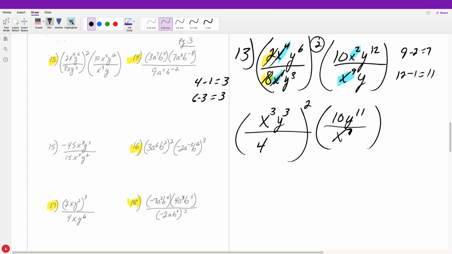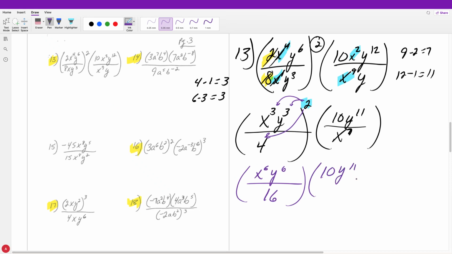Now, before I can do anything else, I need to go ahead and get rid of this power of 2. So I'm going to distribute that into everything. Our rule with exponents is we multiply, so it becomes x to the 6, y to the 6. But when it's an actual number, make sure you're squaring it, and 4 squared is 16. All of this is still being multiplied by 10 y to the 11th over x to the 7th power.